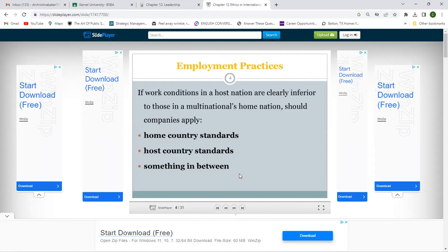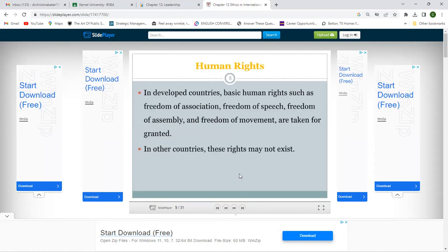If work conditions in a host nation are clearly inferior to those of the multinational's home nation, should companies apply home country standards, host country standards, or something in between? In developed countries, basic human rights such as freedom of association, freedom of speech, freedom of assembly, and freedom of movement are taken for granted. In other countries, these rights may not exist.